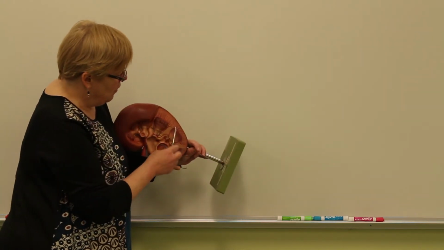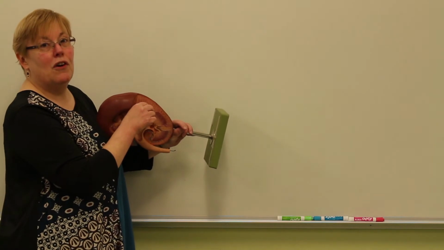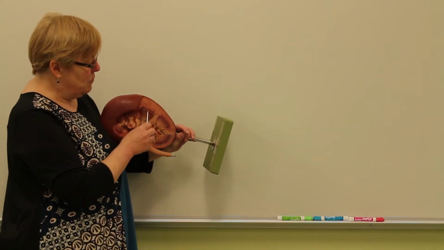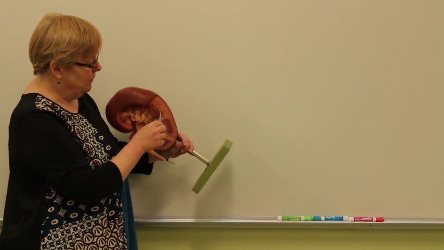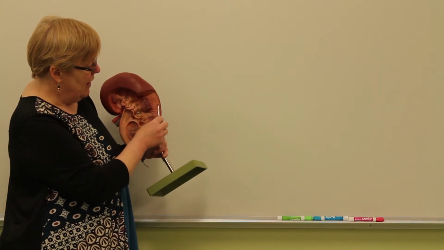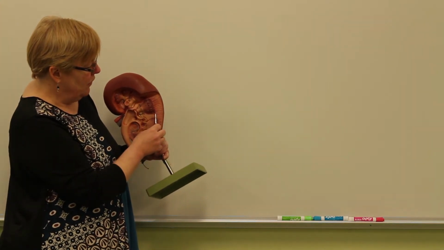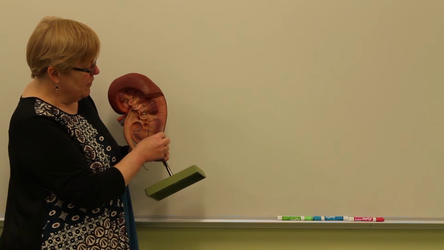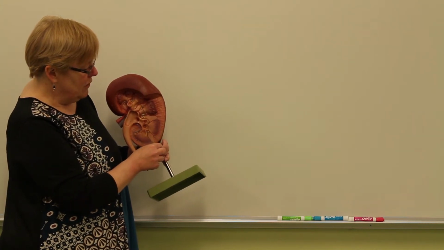It's referred to as arcuate because it arches over segments of the medulla called pyramids. And then we can also see arterial branches heading out into the cortex. Those are referred to as the cortical radiate arteries.